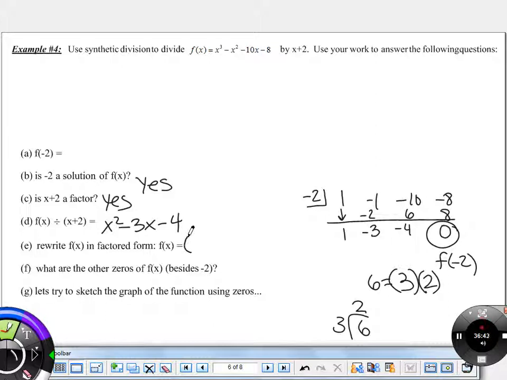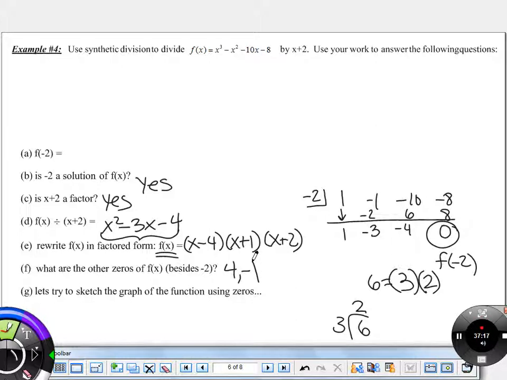Okay, so this part factors as x minus 4 and x plus 1. But I need to include x plus 2 if I'm factoring the entire f of x, the original thing I'm given, because I only got this after I divided this part out. So these two things multiplied together would make this, and this times what I divided by originally would give me back my original function. Okay? So what are the other zeros of f of x besides -2? Because you already told me that they're a solution or the 0. 4 and -1.